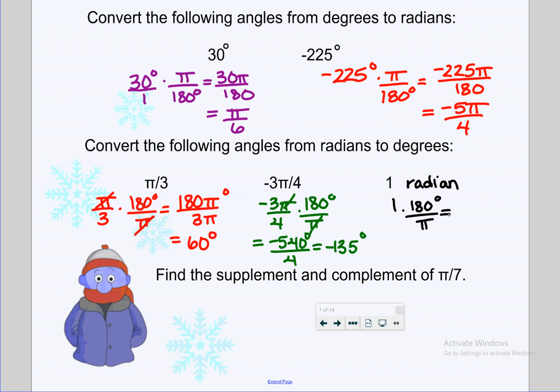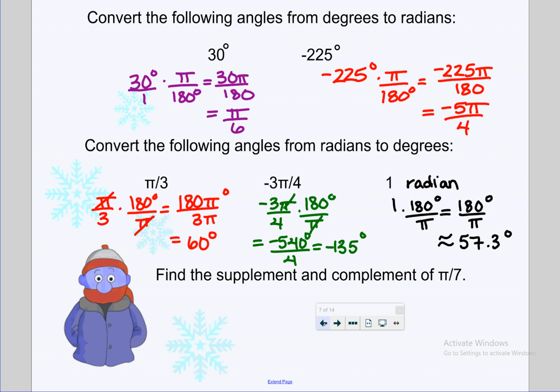In this case, when I multiply, I just get 180 over pi. That here is kind of a little ambiguous, like what does that actually mean? If you divide that in your calculator, 180 divided by pi, you're going to get about 57.3 degrees. So what is 1 radian equal to? It's 180 over pi degrees exactly, or about 57.3.